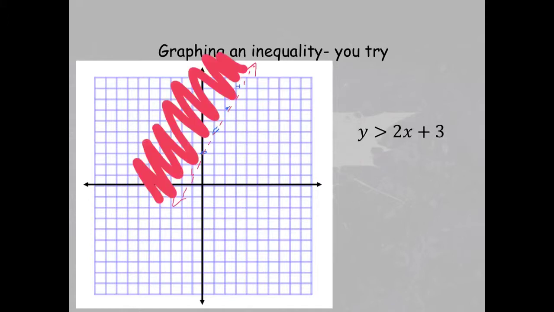So, is this what you got? This is how you can check to see your graph. There's your y-intercept, 3. Here's your slope, 2. Up 2 over 1, up 2 over 1. Okay. You have these points. Then you connect them with this dashed or dotted line. As you can see, it's not a solid line because it does not have this equal to sign underneath.